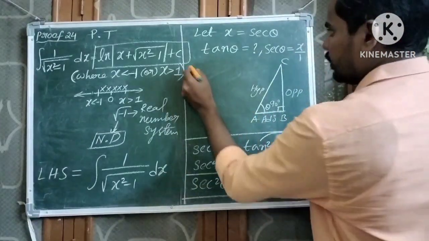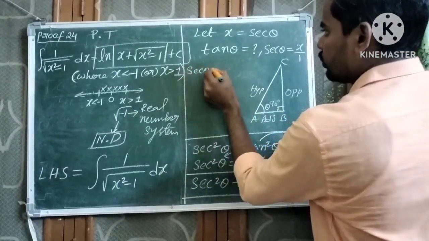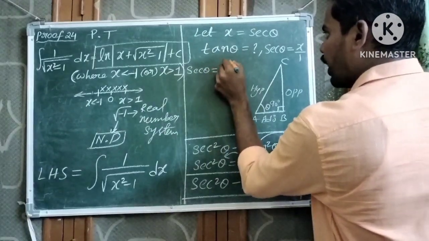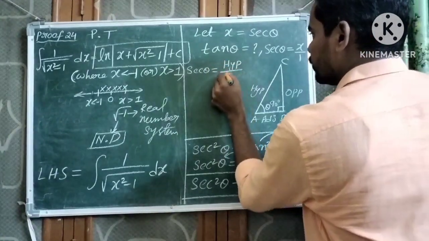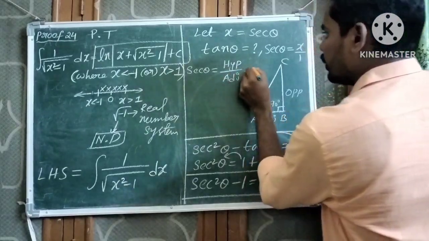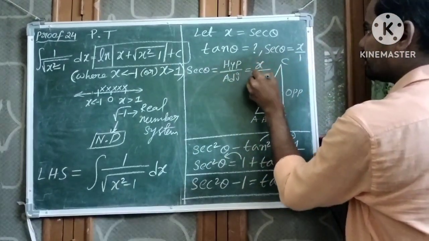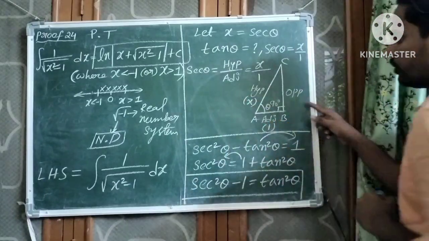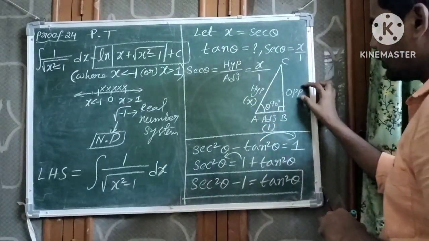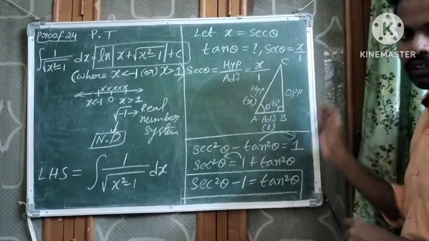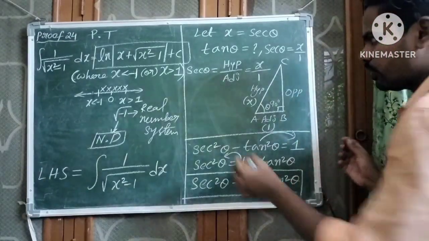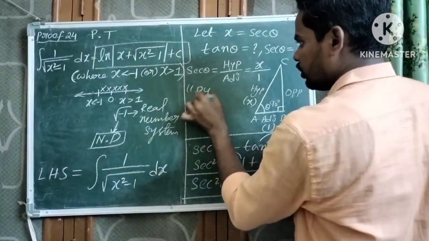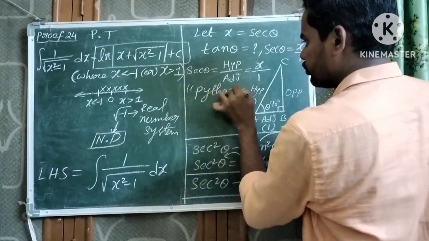Here secant theta is equal to hypotenuse by adjacent. Hypotenuse is x, adjacent is 1. How do we get the opposite side? We need the opposite side here. So which formula do we apply? A very important formula, the Pythagoras theorem.